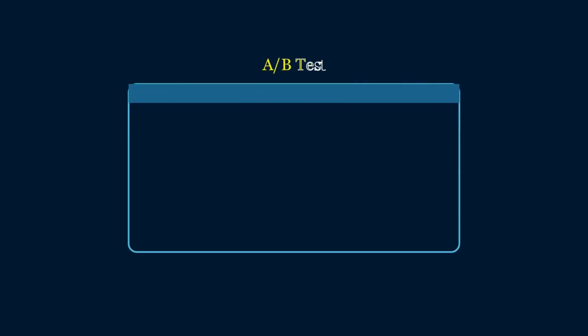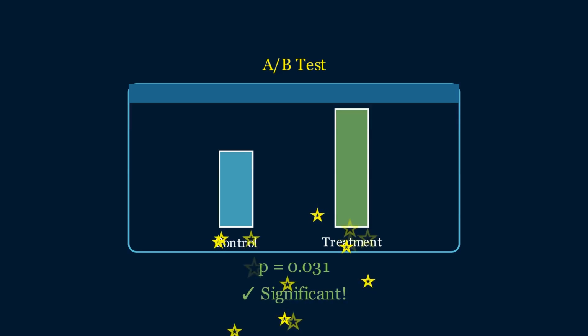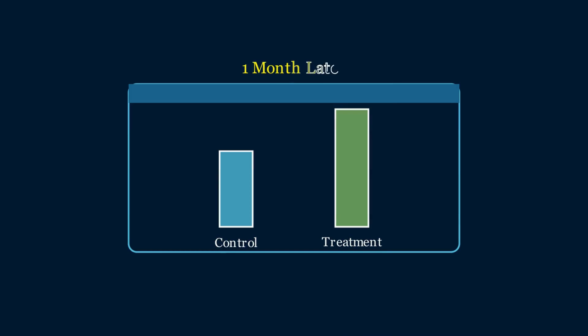Imagine you are running an A/B test. Your experiment is supposed to run for 2 weeks, but after only 3 days, you open the dashboard. Treatment group is winning. P-value is below 0.05. Everyone celebrates. New feature is launched.